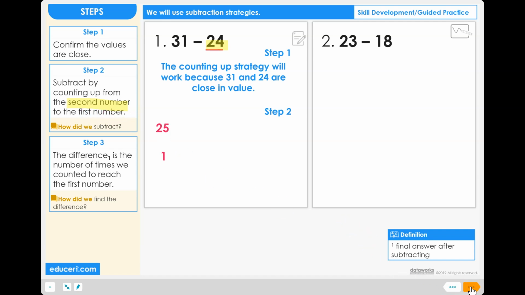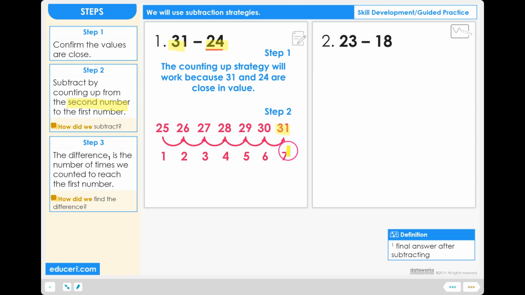So starting from 24, the first number we would count is 25, 26, 27, 28, 29, 30, 31. We are now at the first number of 31, and keeping track of how many times we counted up to get to 31, we counted 7 times. So the question for step number 2 is, how did we subtract? Take a moment to think of your answer.